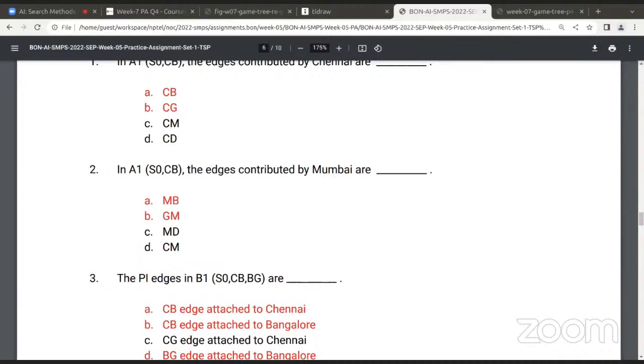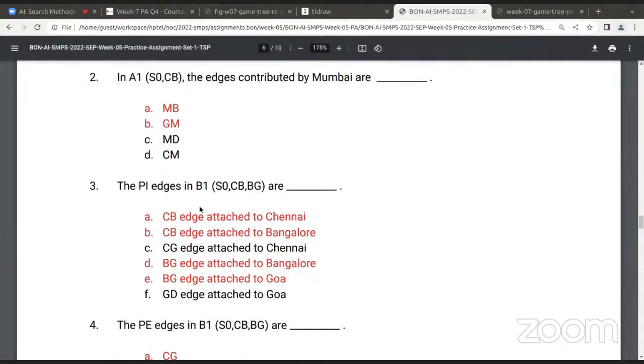Okay, so now the edges contributed by Mumbai. What are the two edges attached to Mumbai in your spreadsheet? That's Goa and Bangalore, right? So MG or GM, one of them is there, and MB or BM, one of them should be there. So we have those two. Correct? Okay.